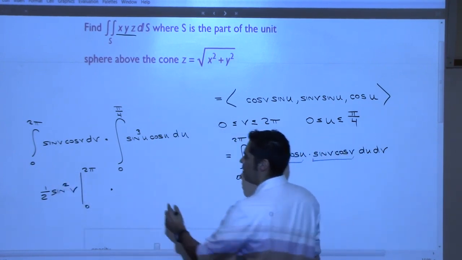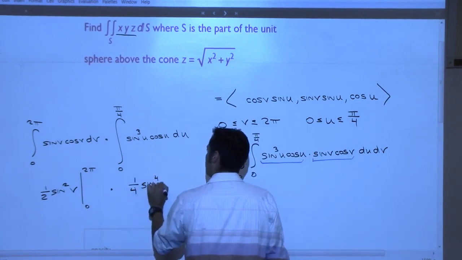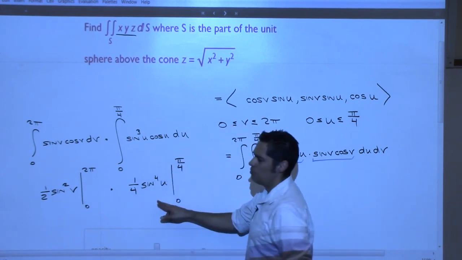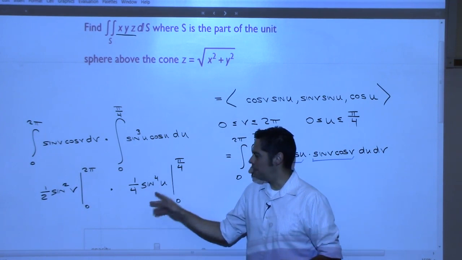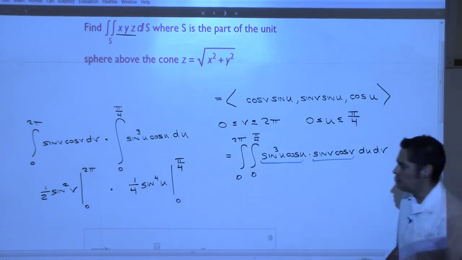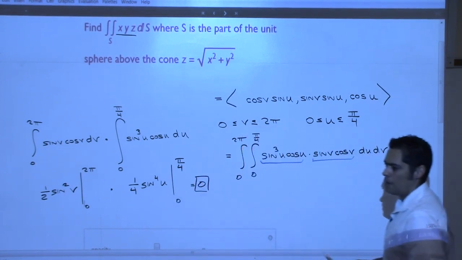But for this one here, we can just show that we know what we're doing. This is 1/4 sine to the 4th u, evaluated from 0 to pi over 4. This one would not have given you a 0. You plug in pi over 4, figure it out. But since that first one zeroes out, I'm done. The answer is 0.